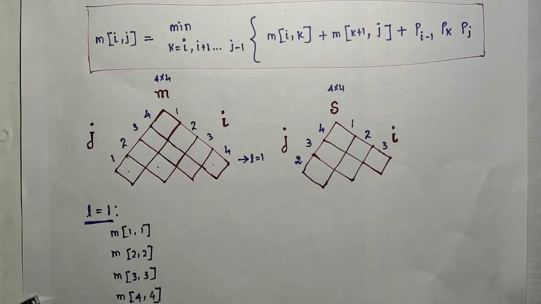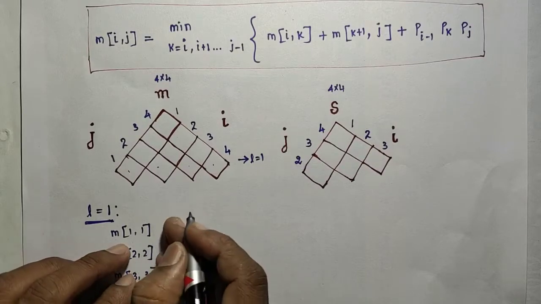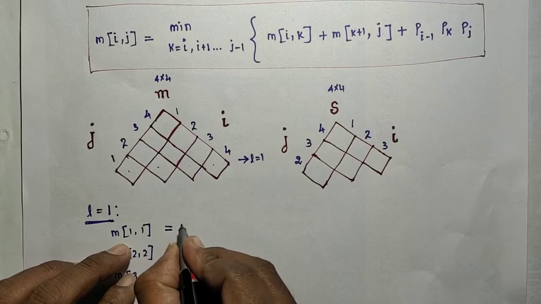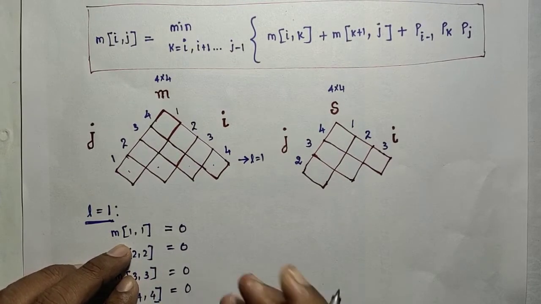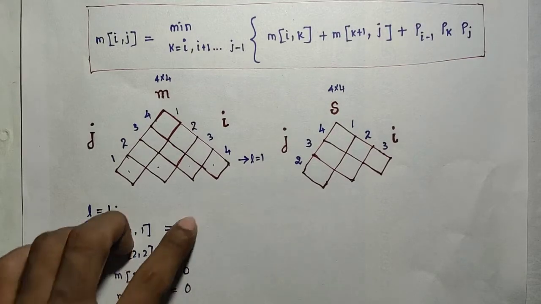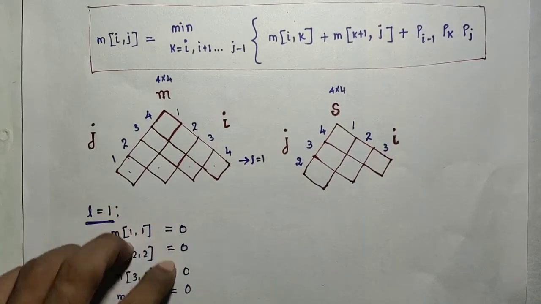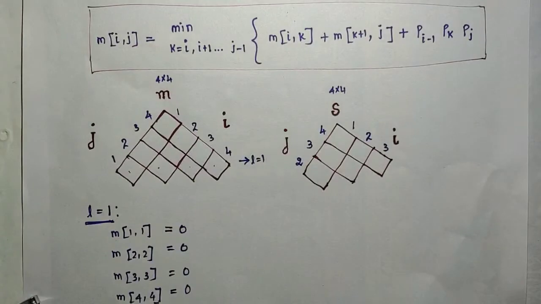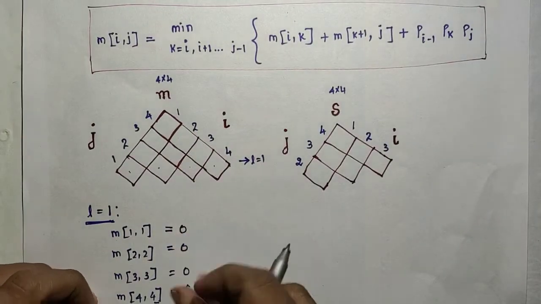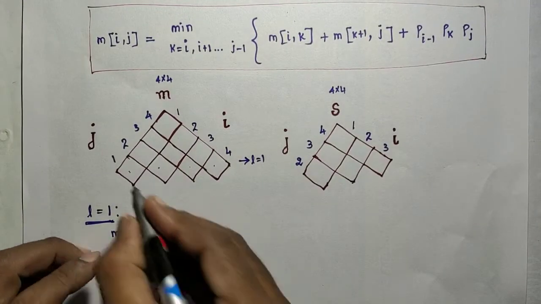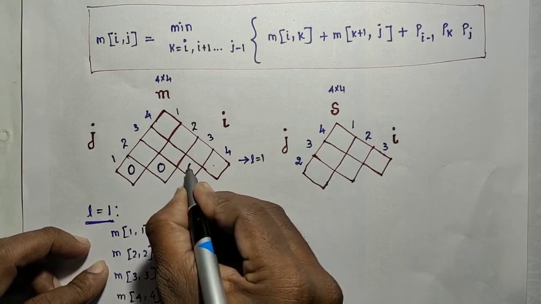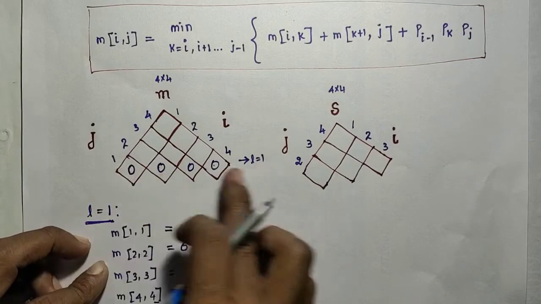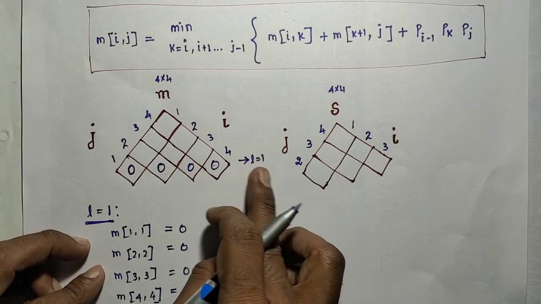So for multiplying one matrix, A1, A2, A3, A4 like that, the number of multiplications needed is equal to 0. So no need to apply. That is the smallest subproblem. It will be known values, so no need to apply this formula. We can just fill that: this field will be 0, 0, 0 and 0. So we have solved all the subproblems with length equal to 1.